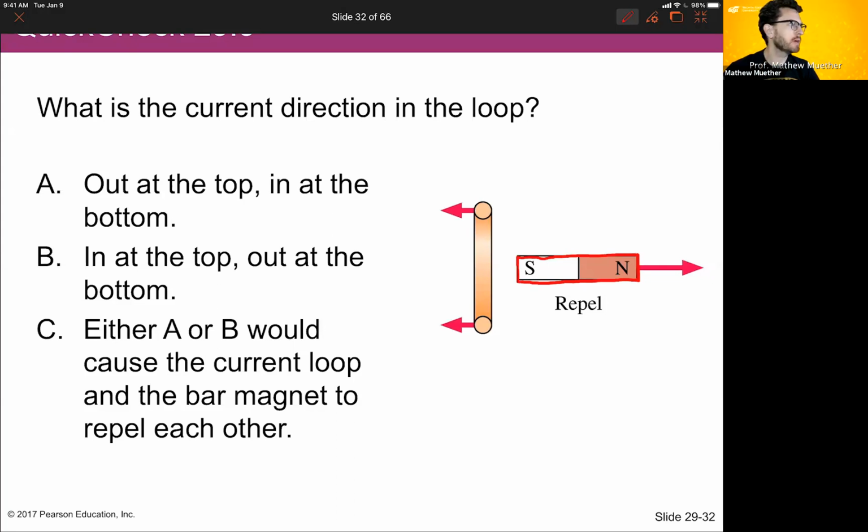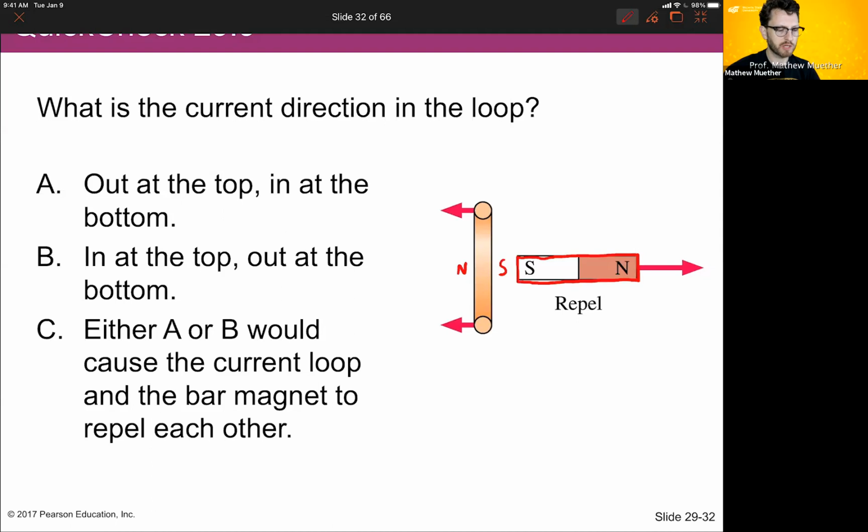Okay, let's go ahead and stop here. Most popular answer was B, that it goes in at the top and out at the bottom. Well, let's see here. If I'm feeling a repulsive force, these two objects are pushing each other apart. That means that for this loop, I should have a south side on this side of the loop and a north side of my magnet on this side of the loop, because we want those like poles.